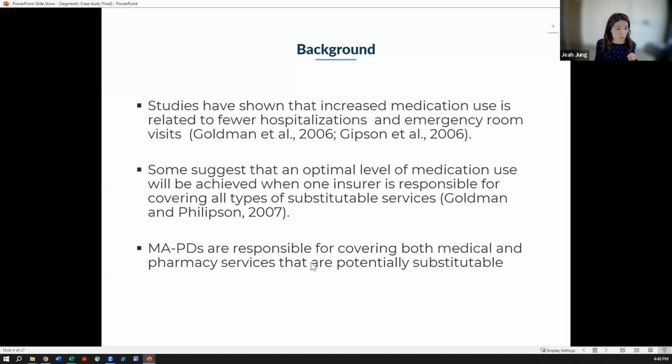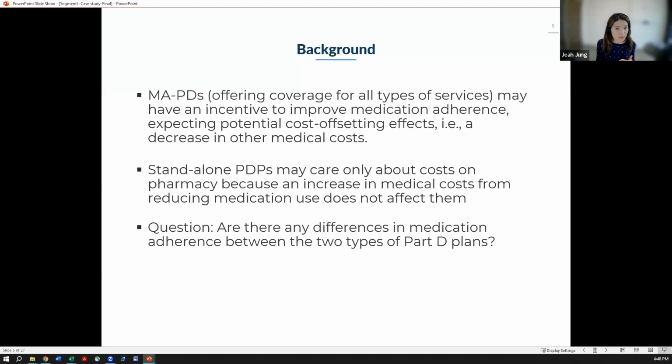MAPDs are responsible for covering both medical and pharmacy services. So what does that mean? Suppose you are running an MAPD and one of your business goals is to save cost. What if we try to improve medication adherence among our enrollees? Can we expect some potential cost offsetting?